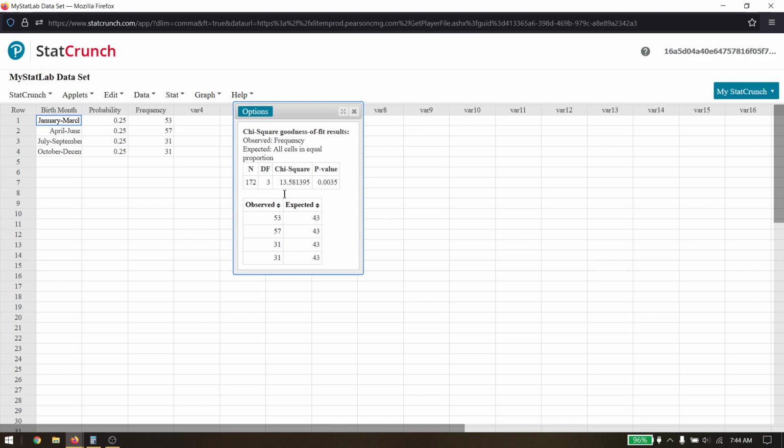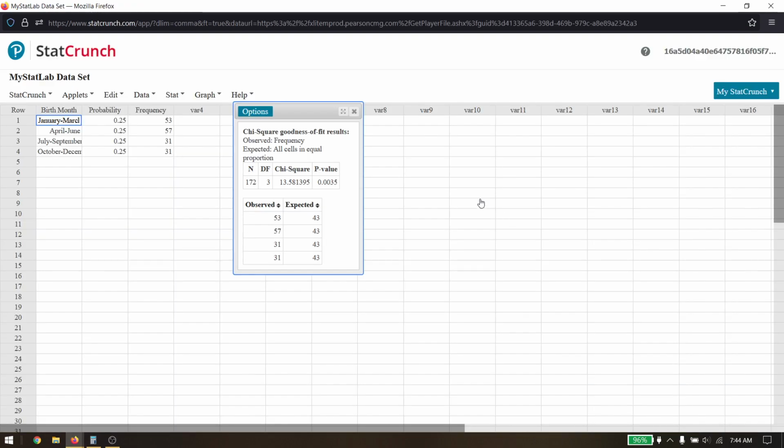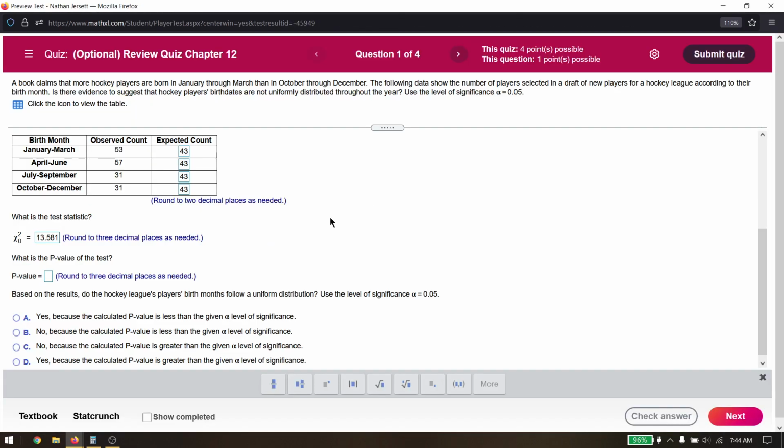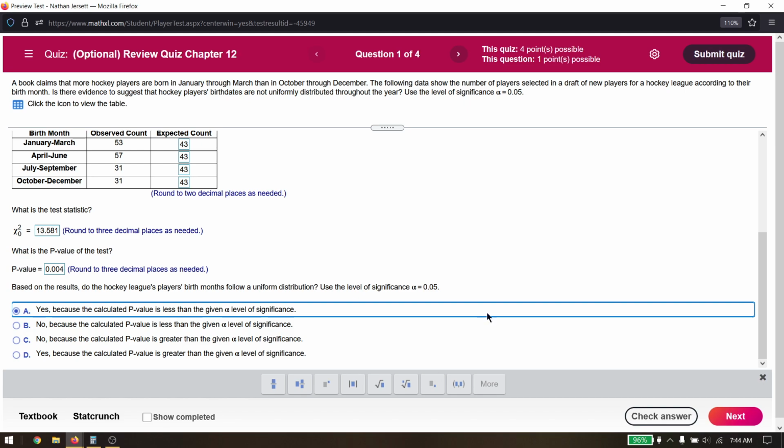So the chi-squared is 13.581, rounded to 3 places. The p-value of the test, well, we already have that, is 0.0035, so 0.004. And is it significant? Yeah, the p-value is less than the alpha value. Therefore, there is enough evidence to say it's statistically significant. So yeah, that'd be part A.